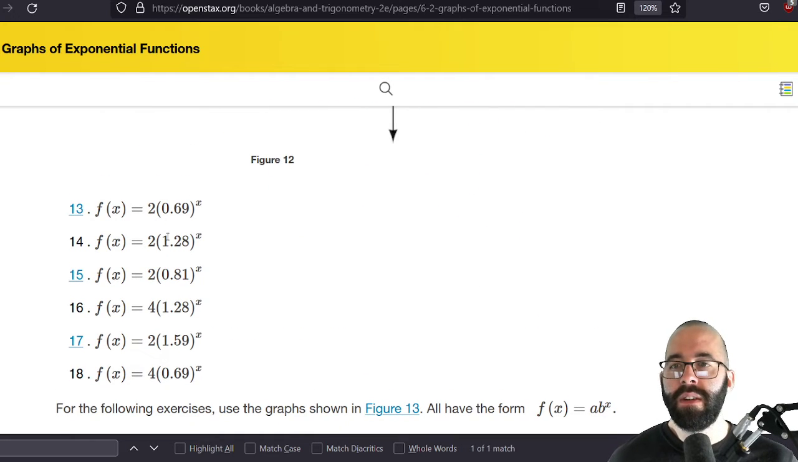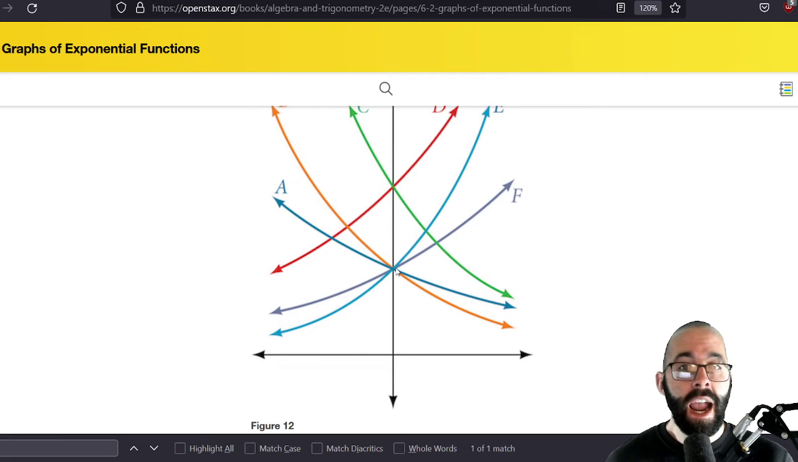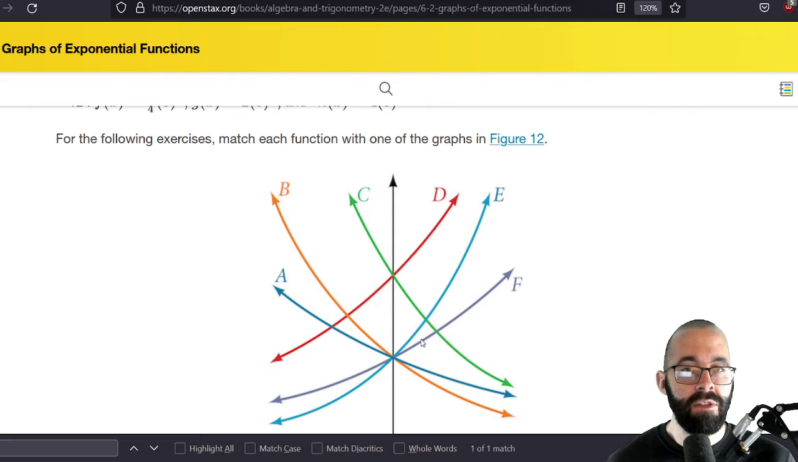What else do we know for number 14? It's growing. We have a positive b, b is bigger than 1. We're growing by about 28% with every increase of x. So it's a growth rate. So it's one of the bottoms, and it's one of them that's growing. So it has to be either E or F.